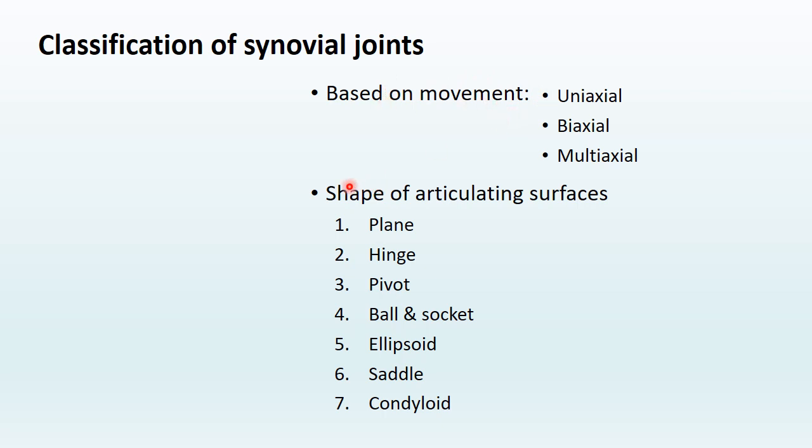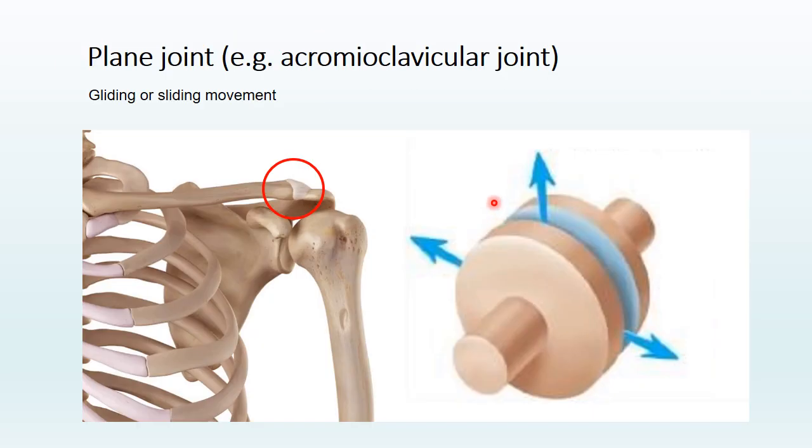Synovial joints can be classified based on two things. First is the number of planes at which the joint moves and the shape of articulating surfaces. So based on number of planes is classified into uniaxial. Uni means one, so the joint moves at single plane. Biaxial, 2 planes. Multiaxial, 3 or more planes. Or according to the shape of articulating surfaces into 7 types that will be discussed individually. We will discuss each one separately.